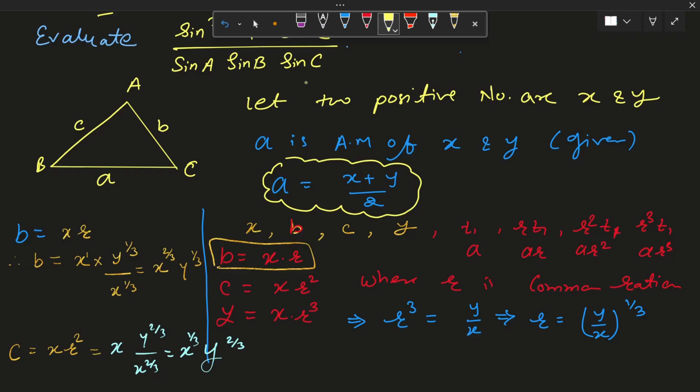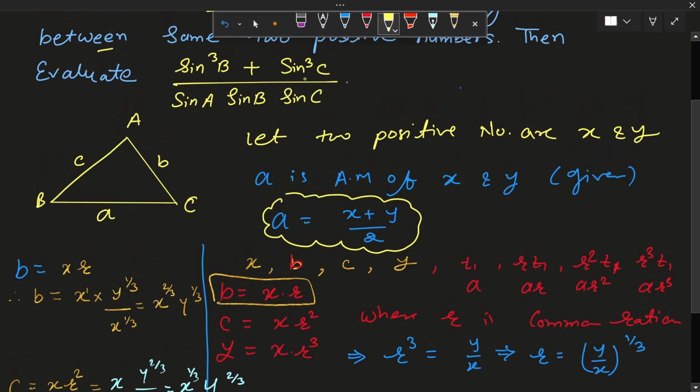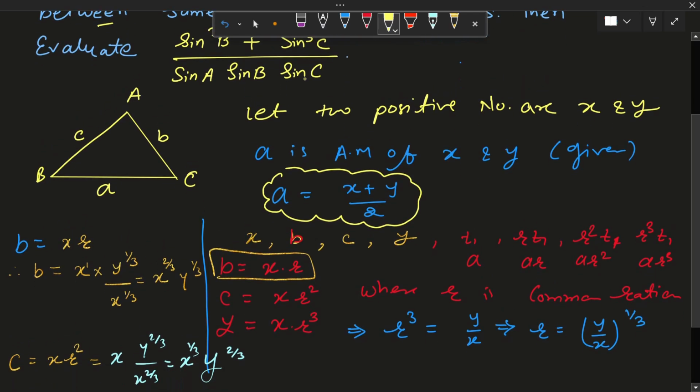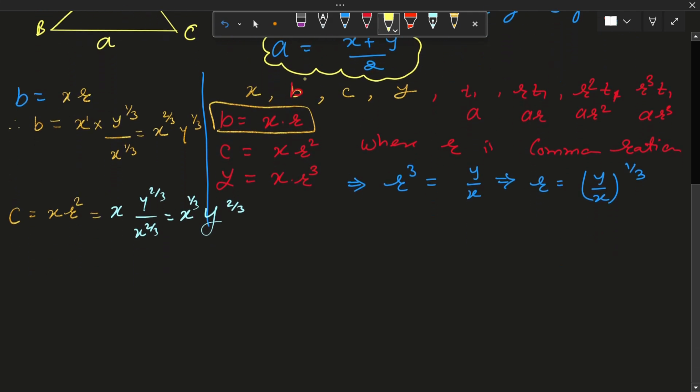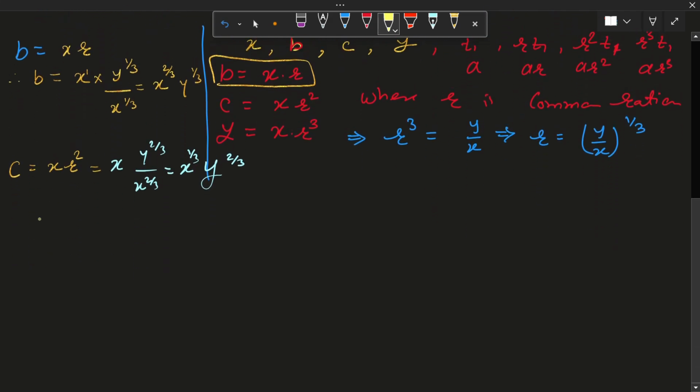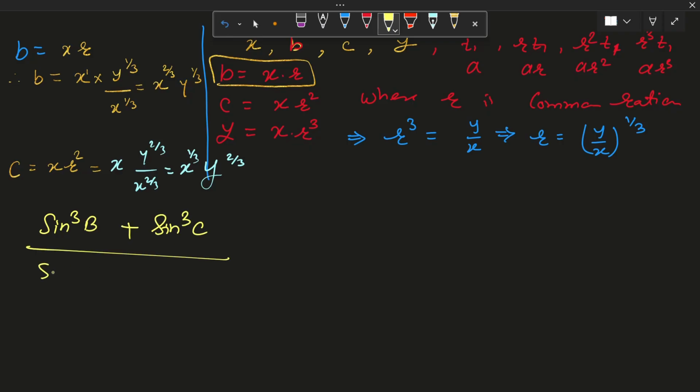Now what is the question they are asking? Sin cube b plus sin cube c upon sin a, sin b, sin c. Okay, so in the triangle they are asking us to find the value of sin cube b plus sin cube c upon sin a, sin b into sin c.